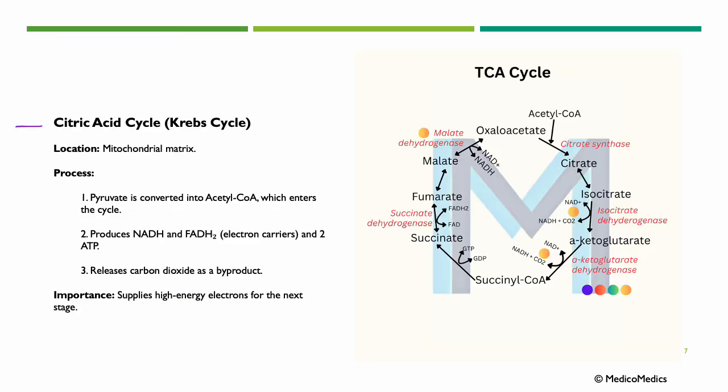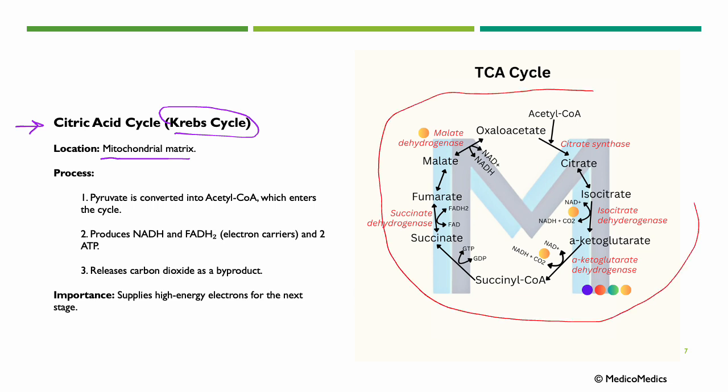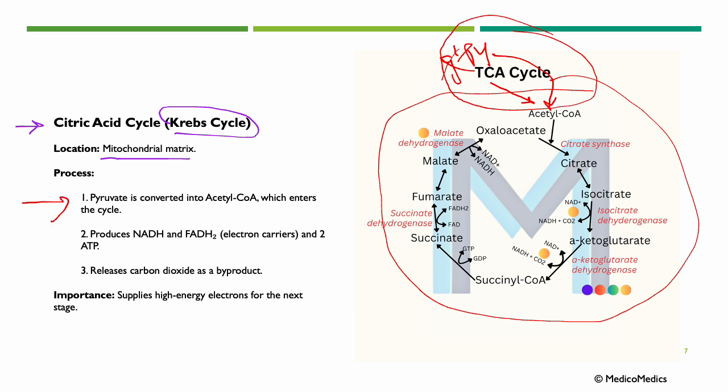Now, let's look at the citric acid cycle, also known as the Krebs cycle or the TCA cycle. It is again happening in the mitochondrial matrix. What is the process? If you remember, looking at this cycle, very often you will see an illustration like this. You need to now know that there was an arrow pointing into acetyl-CoA. That was pyruvate. So essentially, we are saying that there was an aerobic condition here for pyruvate to go into the Krebs cycle. So the process is pyruvate is converted into acetyl-CoA, which enters the cycle.